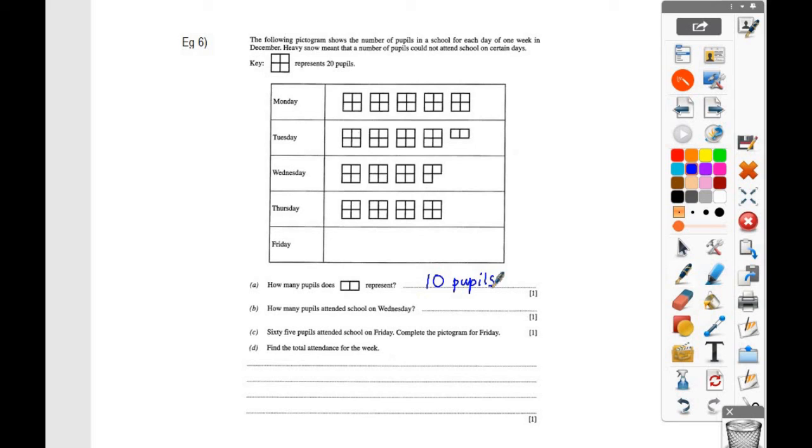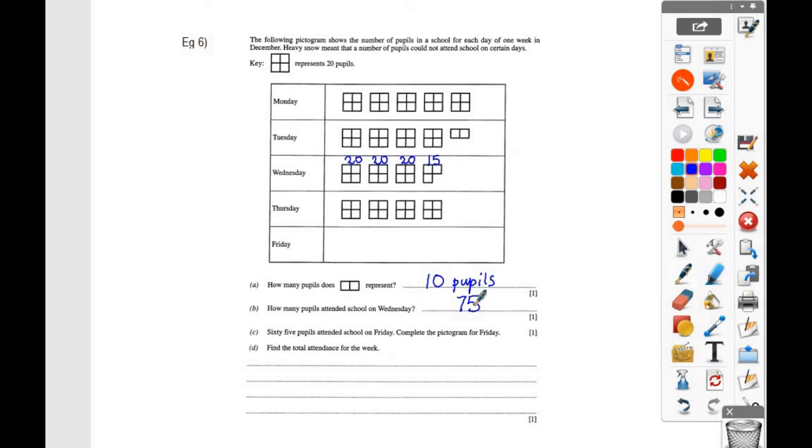How many pupils attended on Wednesday? So as I said earlier, you can actually write on the diagram there to show what each symbol represents. And then this last one is 3/4 of 20. Well, 1/4 will be 5, so 3/4 will be 5, 10, 15. So altogether on Wednesday we have 20, 40, 60 and 15 is 75 pupils.